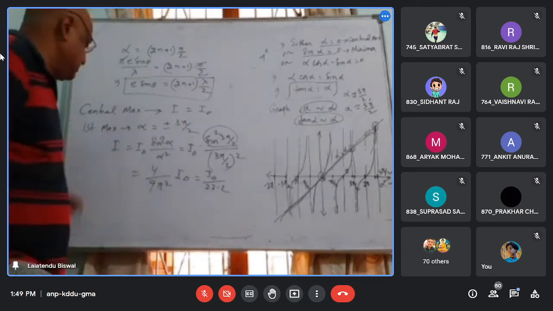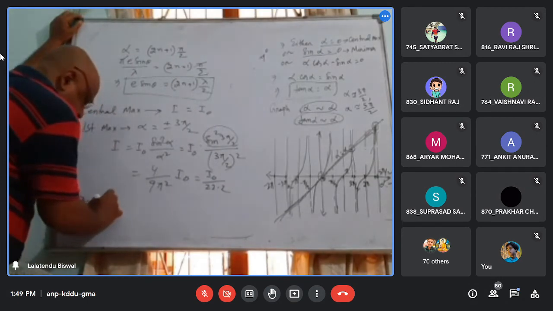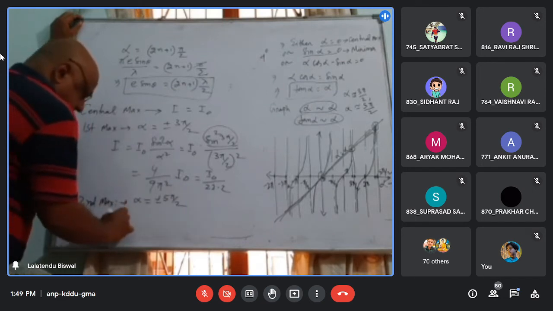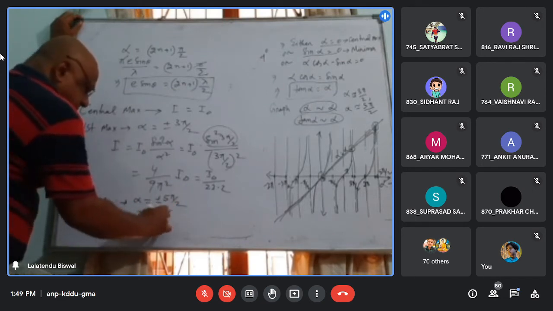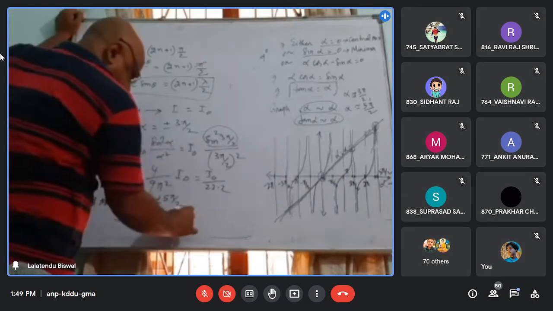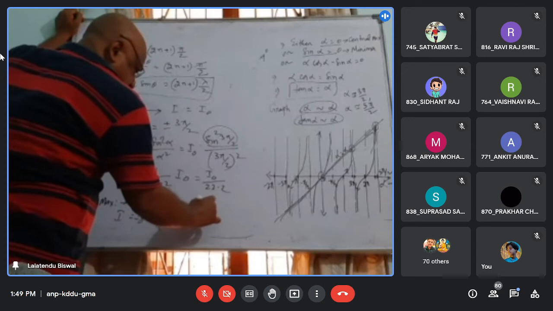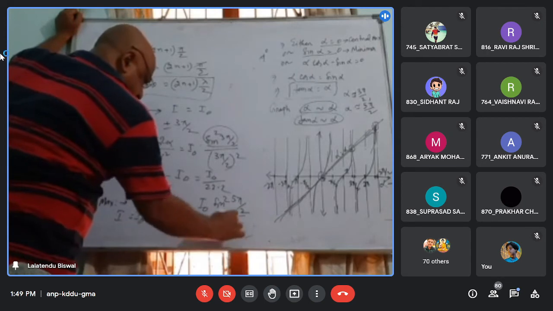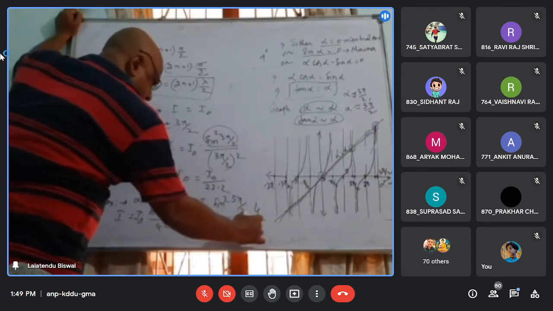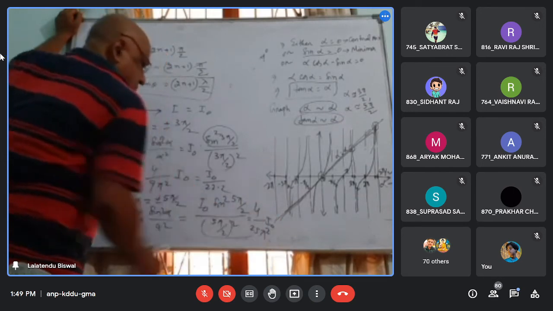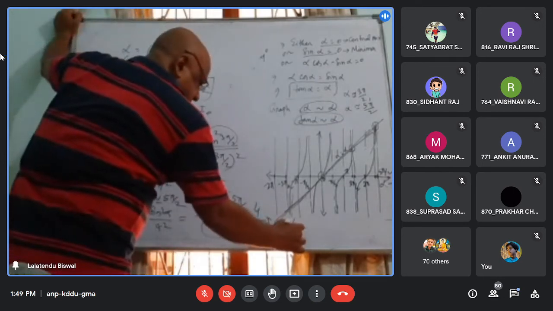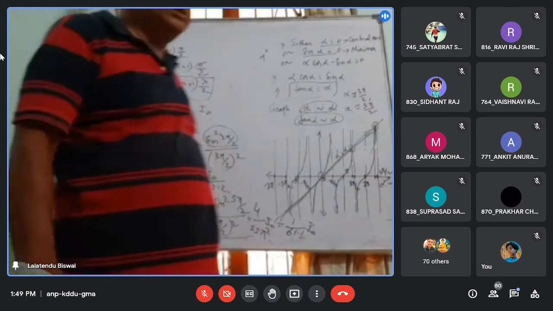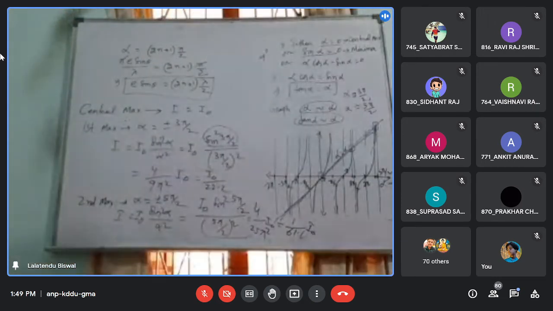That means very less. If you go to second maxima, that occurs when alpha is equal to plus minus 5 pi by 2, then I is equal to I0 sin square alpha by alpha square. Put the value of alpha equal to 5 pi by 2. You will get I0 sin square 5 pi by 2 divided by 5 pi by 2 whole square. So this will be equal to 4 by 25 pi square of I0, which is I0 by 61.1. You see how the intensity is decreasing very fast as you go to other maxima.